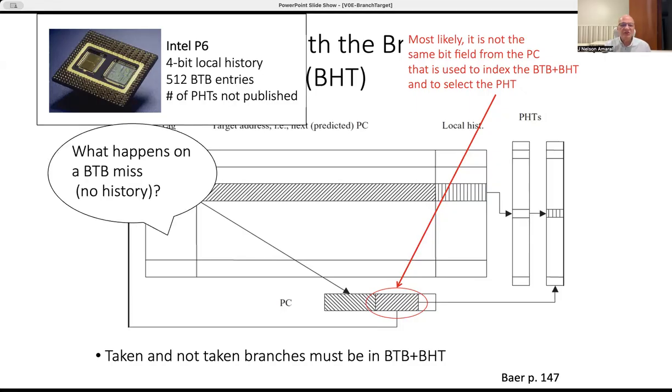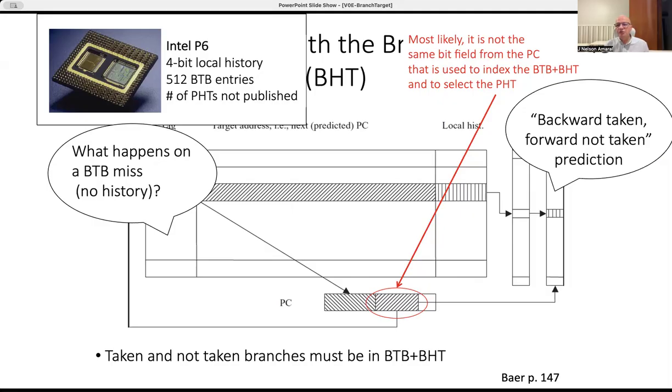One of the questions is what happens on a BTB miss? On a BTB miss, I'll have no history for the branch because I have integrated the history table with the BTB. And why would I have a BTB miss? One is the first time that I execute this branch, in which case the history wouldn't have much information anyway. But the other situation is that the branch may have been evicted from the BTB because it has not been executed for a while. And when I evict the branch from the BTB, I also lose the history. So I can have situations where I have no history.